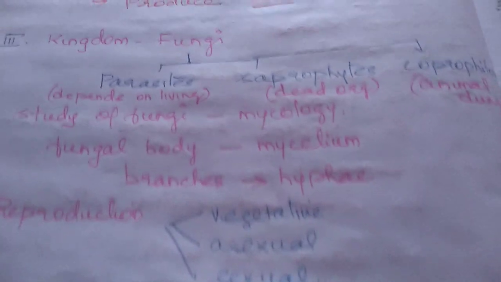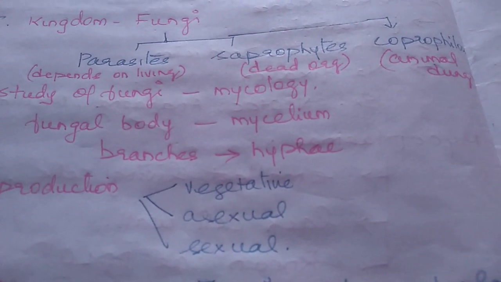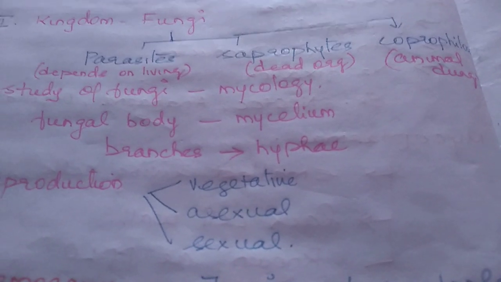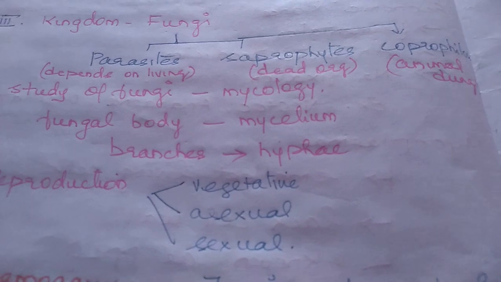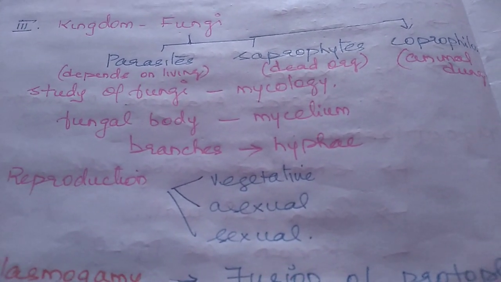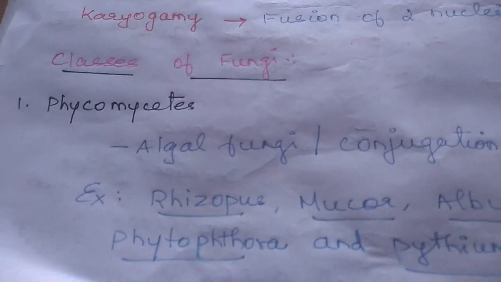So in the last class we have seen about the fungi. The study of fungi is known as mycology, and the fungal body is called mycelium, and the branches of mycelium together are called hyphae. And the reproduction is of three types, namely vegetative, asexual and sexual. Next we will come to the classes of fungi.